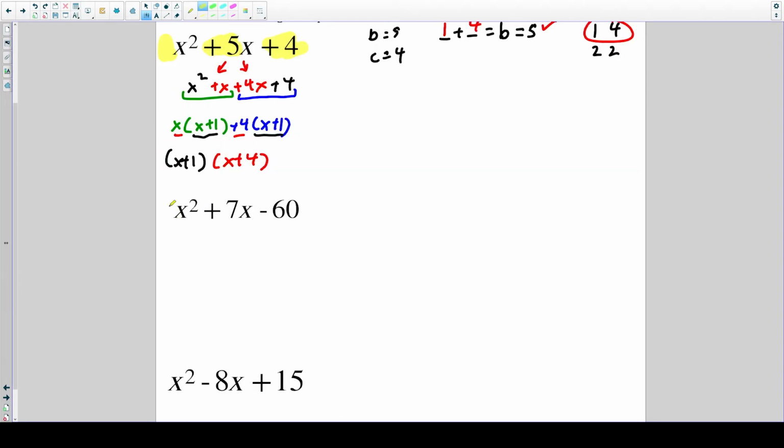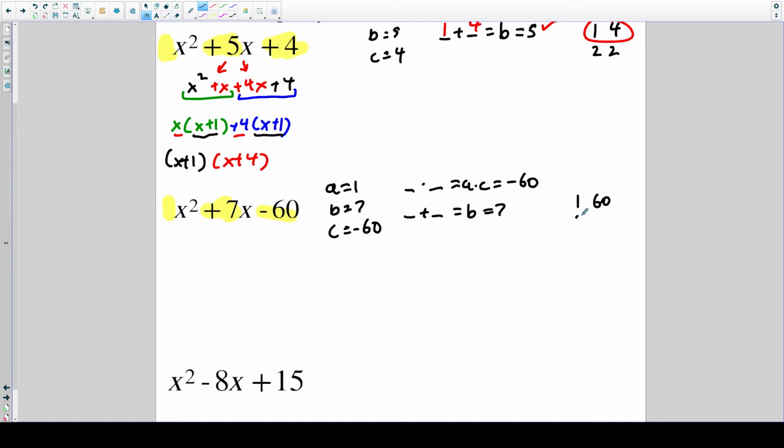So again, with the second problem, we're going to note our a, b, and c values. So a is equal to 1, b is equal to 7, and c is equal to negative 60. So something times something has to equal a times c. So in this case, negative 60, and the same two numbers have to add up to give us b, which is equal to positive 7. Listing off our factor pairs, and again, we'll work with just the positive 60 for now. We're just going to ignore that negative in front.